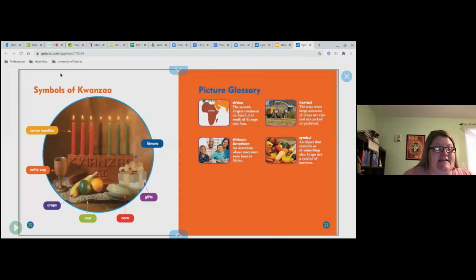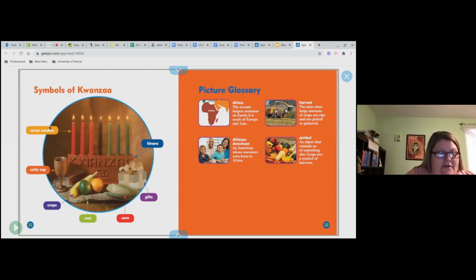Now, this is the next section of the book. Hayes, will you read this to the class, please? I'll point with my cursor. I don't know what that word is. Can you say symbol? Symbol of Kwanzaa. Okay, how many candles? 7. And 7 candles. Yes, sir.